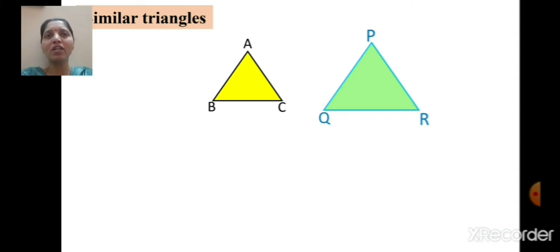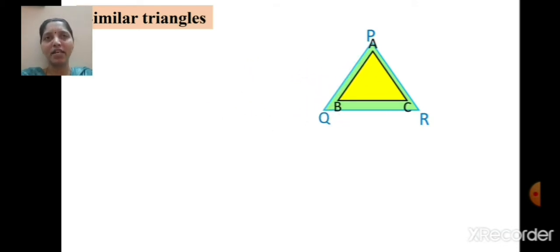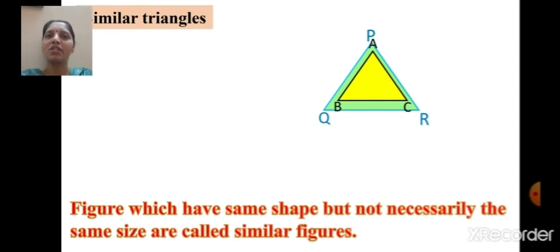I have already shown you that figures with the same shape but different size, like here I have shown triangle ABC and triangle PQR. If I put triangle ABC on triangle PQR, you can see that triangle ABC has the same shape as PQR, but the size is different. Such figures are called similar figures. Figures which have the same shape but not necessarily the same size are called similar figures. As these are two triangles, we can say that these are similar triangles.